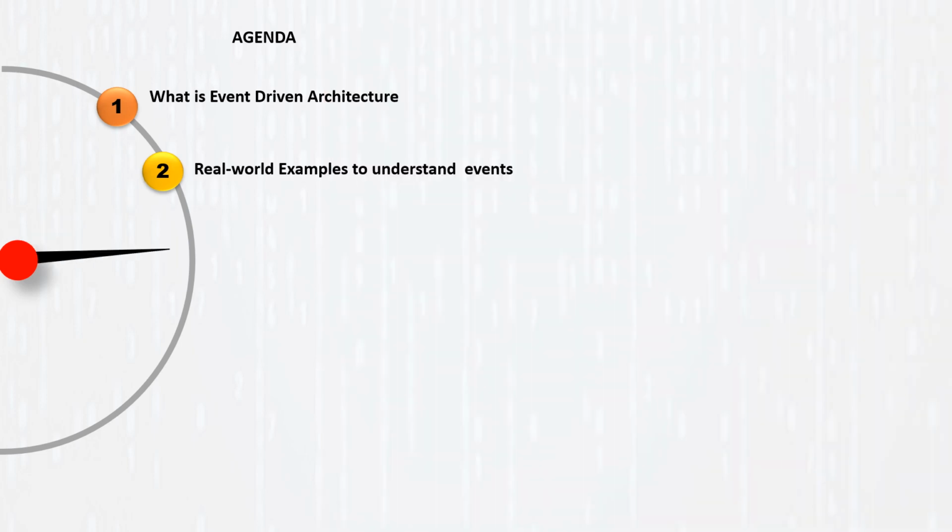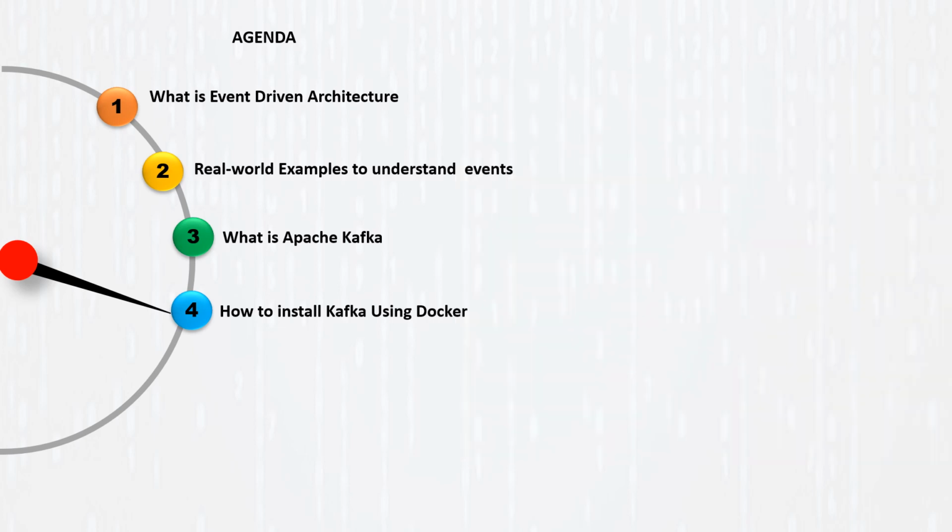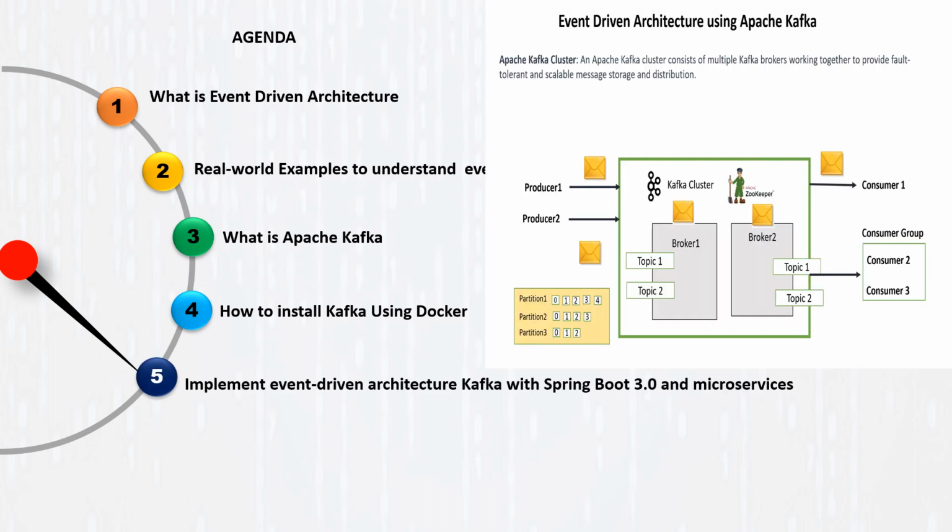behavior. Next, we will look into Apache Kafka, a distributed streaming platform that forms the backbone of event-driven architecture. We will explain what Kafka is, how it works, and its key features. Additionally, we will guide you through the process of installing Apache Kafka using Docker, ensuring a smooth setup for your development environment. Once you have a good understanding of event-driven architecture and Kafka, we will move on to implement event-driven architecture with Spring Boot 3.0 and microservices.